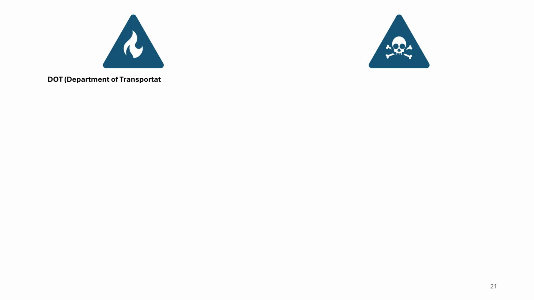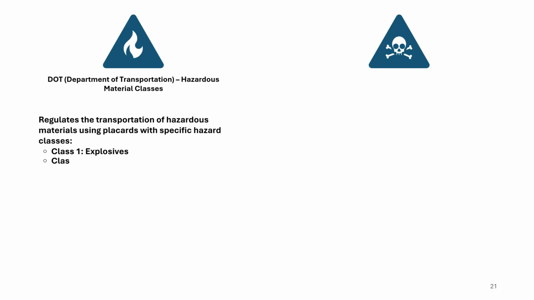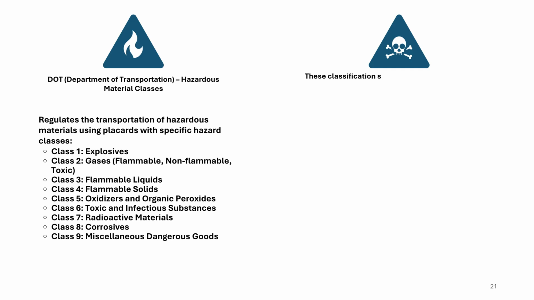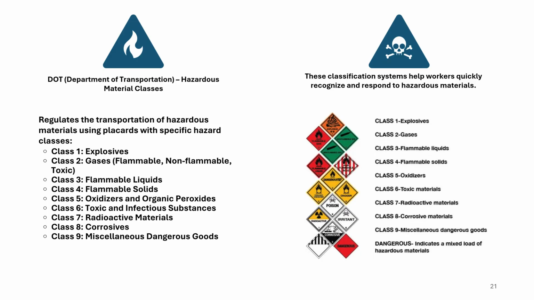DOT, Department of Transportation. Hazardous material classes. Regulates the transportation of hazardous materials using placards with specific hazard classes. Class 1, explosives. Class 2, gases: flammable, non-flammable, toxic. Class 3, flammable liquids. Class 4, flammable solids. Class 5, oxidizers and organic peroxides. Class 6, toxic and infectious substances. Class 7, radioactive materials. Class 8, corrosives. Class 9, miscellaneous dangerous goods.